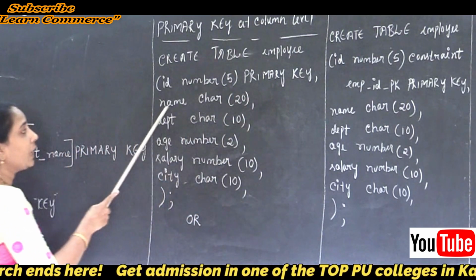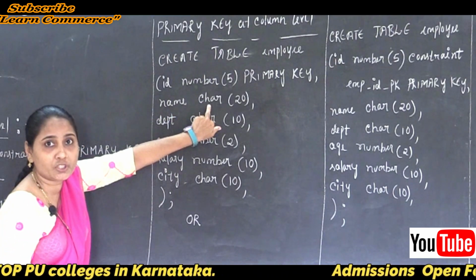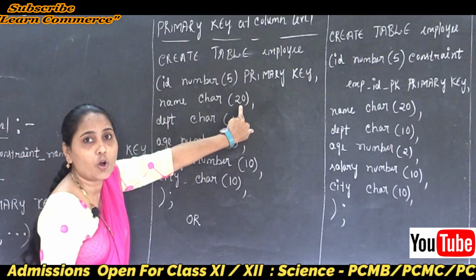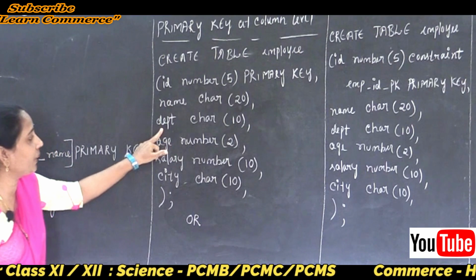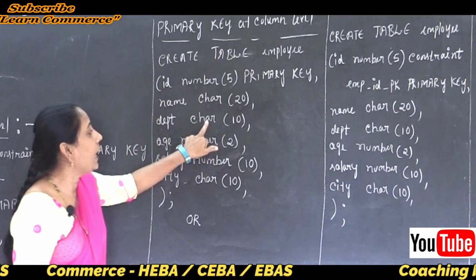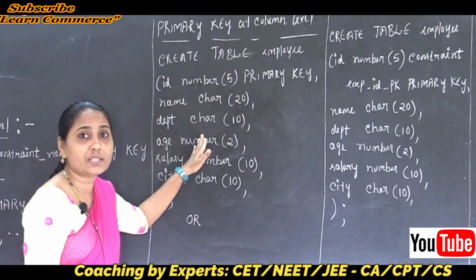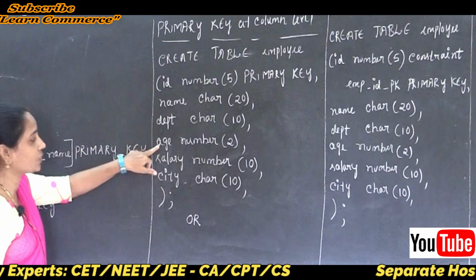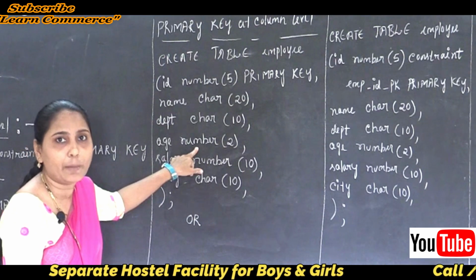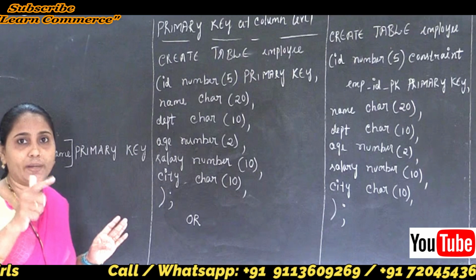After that, the second column name is NAME, and the data type used is CHAR, and next is the size of the column. The third column name is DEPT, and the data type is CHAR, and the size is 10 for this column. Next, the column is AGE, and the data type is NUMBER. Why? Because we know that age is used as a number, like 10, 20, 30, 40.